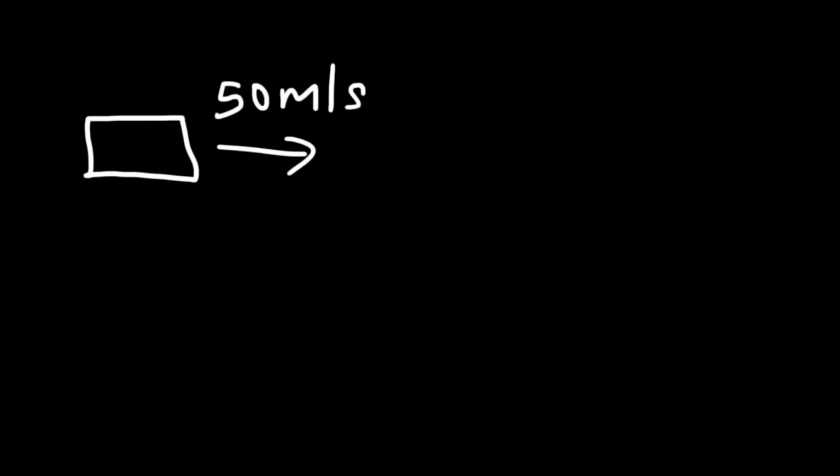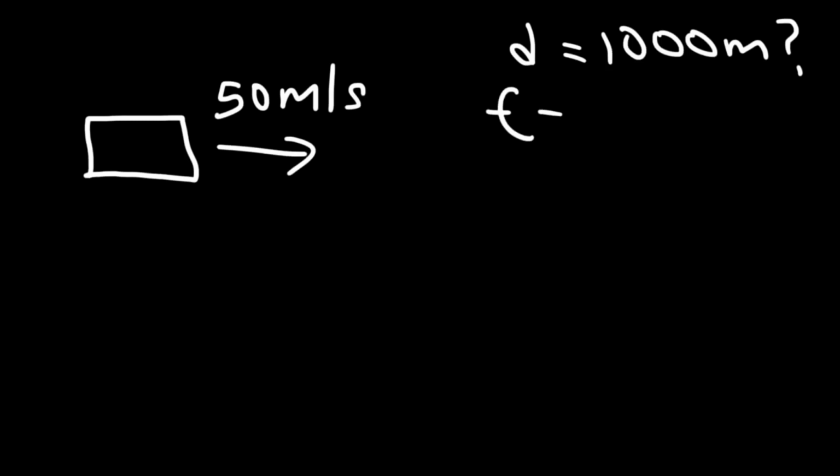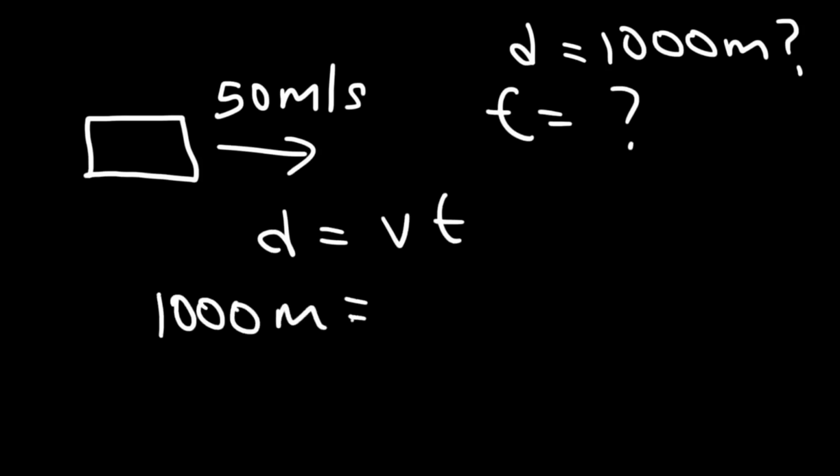So here's a question for you. Let's say you have an object that is moving at a speed of 50 meters per second. How long will it take for this object to travel a distance of 1000 meters? So we're looking for the time. You can use the formula D equals Vt. So distance is 1000, V is 50 meters per second, and T, we need to calculate the time.